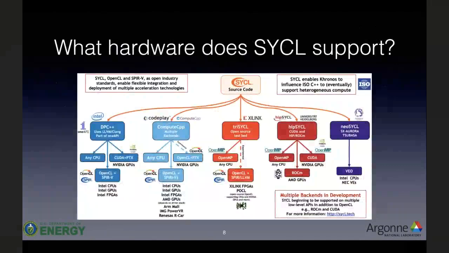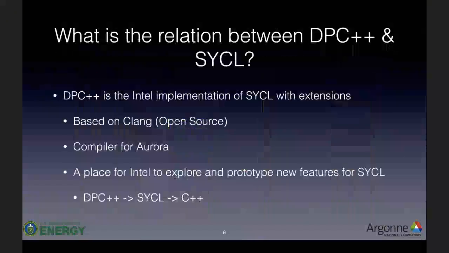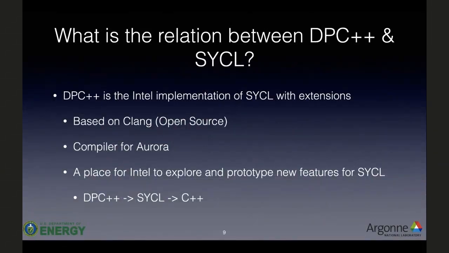This is the other marketing slide, showing various kinds of hardware we can target. In this talk, I'm going to focus on DPC++ because this is what we're really using for Aurora. Another question is, what's the relation between DPC++ and SYCL? DPC++ is Intel's open source implementation of SYCL with their extensions. It's based on Clang, and it's the compiler we're going to be using for Aurora. It also gives Intel a place to explore and prototype new features they want to put into SYCL. SYCL wants to put things in standard C++, DPC++ wants to put things into SYCL. That's the migration path.